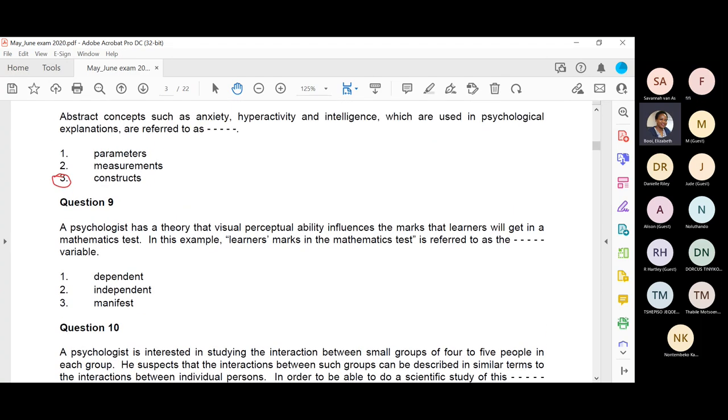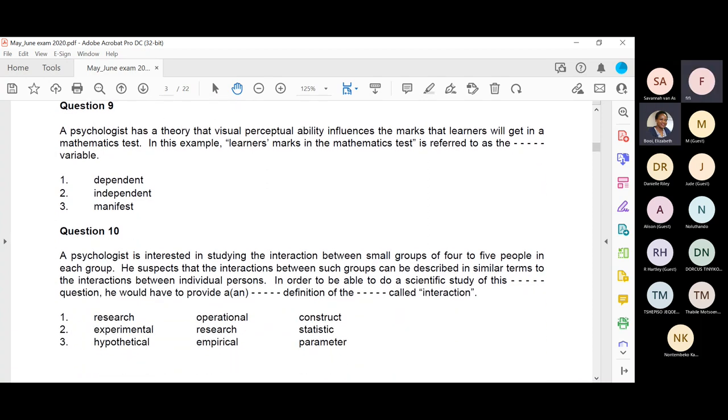Okay, some of the psychological research concepts I know a little bit about. Not a lot.